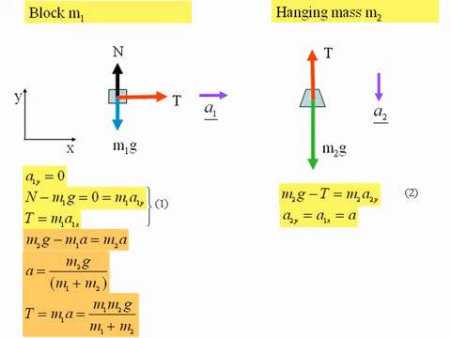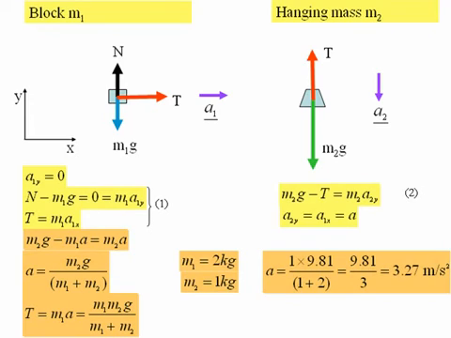Right, let's put a few numbers in. If we put in that m1 is equal to 2 kilograms and m2 is equal to 1 kilogram, that will give us an acceleration of 3.27 meters per second squared and a tension in the string of 6.54 newtons.